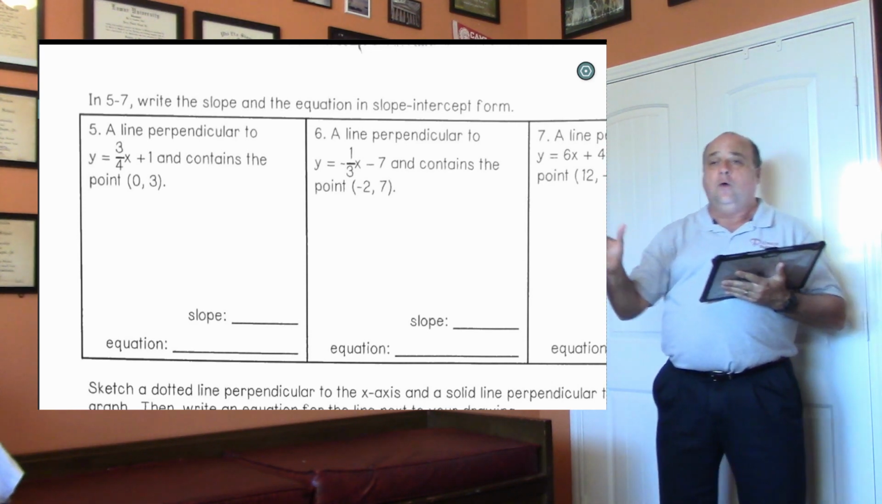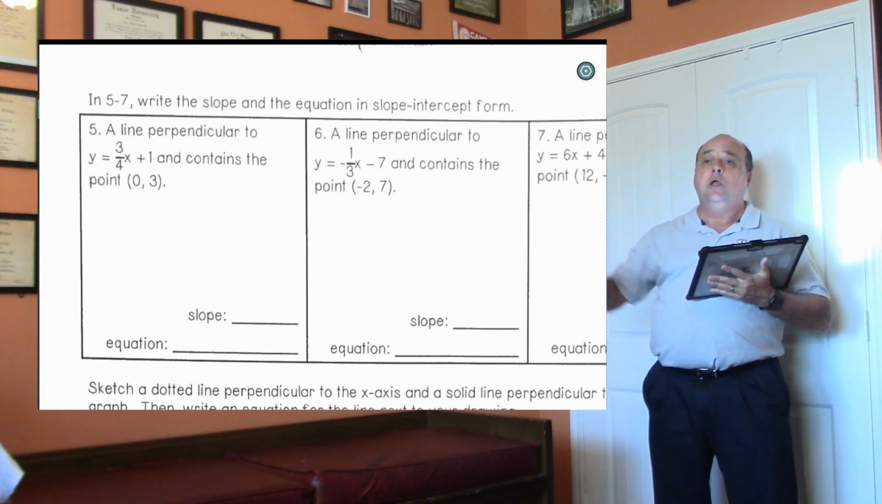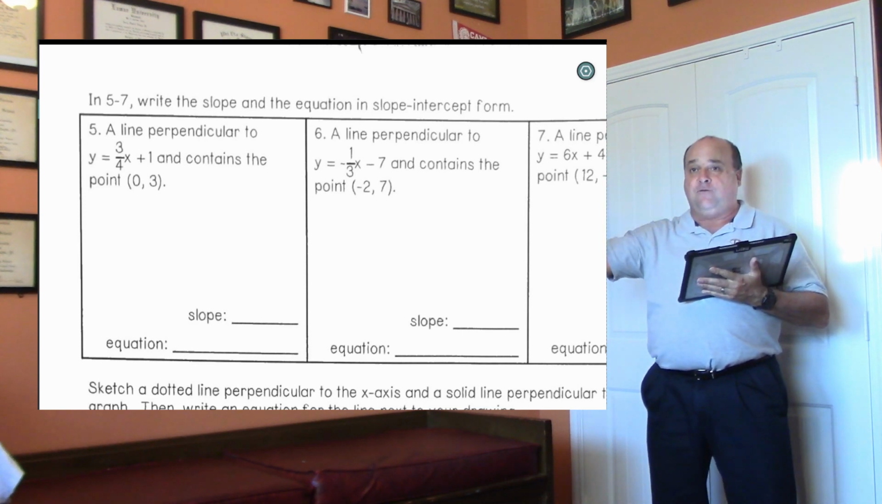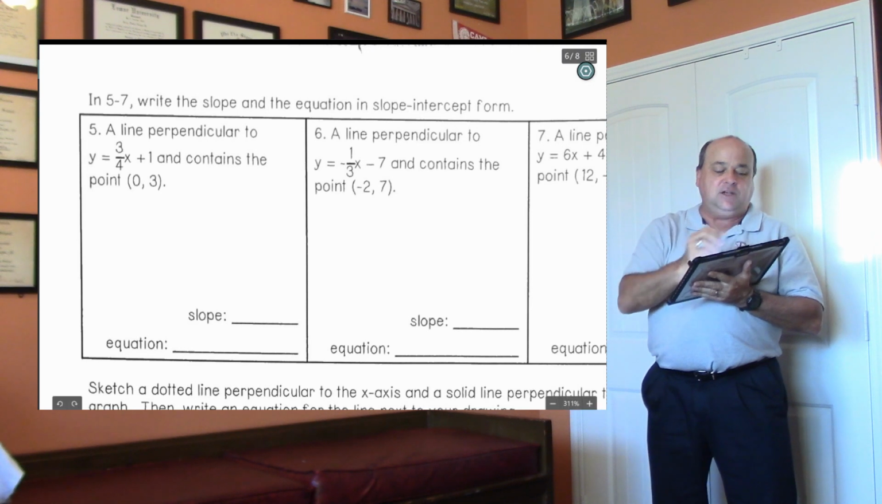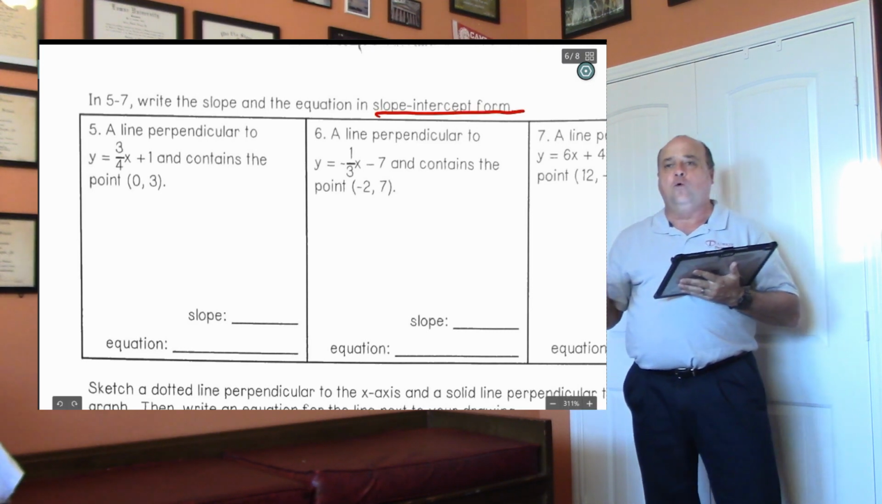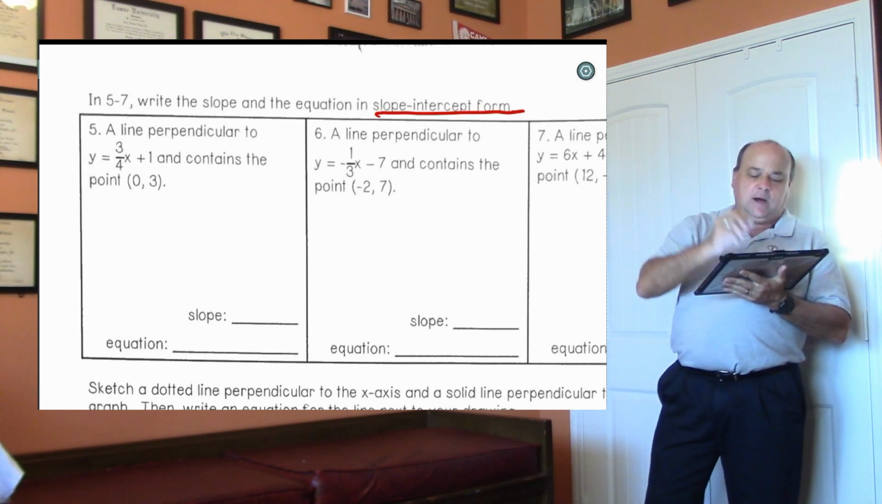So what we're going to do on this, since you know how to use point slope, we're going to get the new slope, we're going to flip the slope, and then we're going to use point slope and switch the line. And on these questions, we want slope-intercept form. So let's write this down.